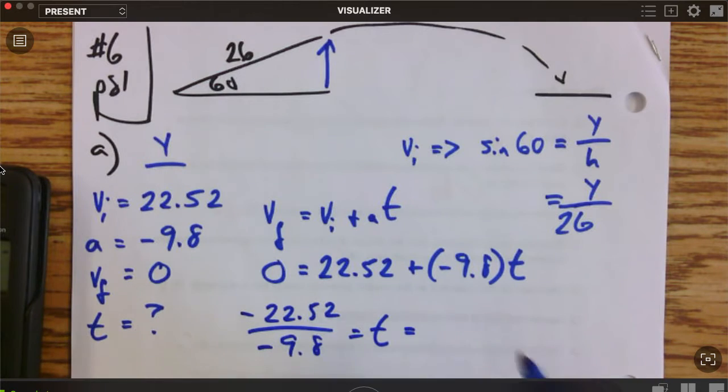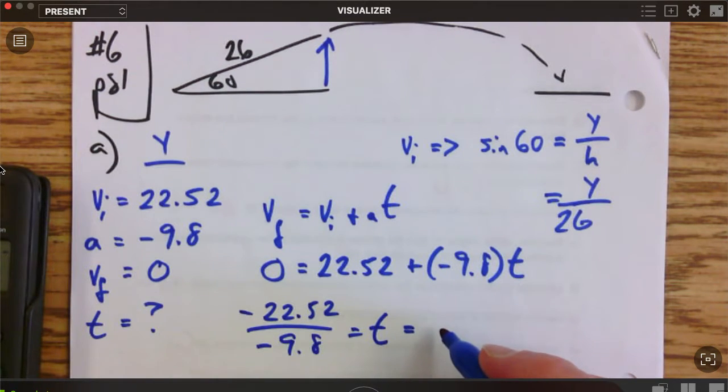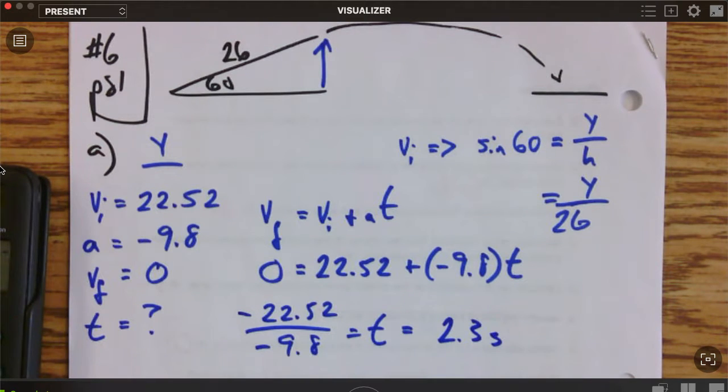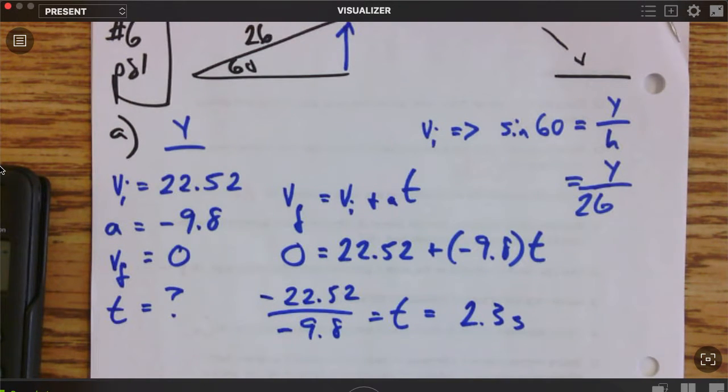You guys are creating stuff. 2.3 seconds. That was what the question was asking? Time? And that's 60 divided by 26. That's interesting, but let's not count on that. B. That's not correct. No, she's just saying she did it a different way.